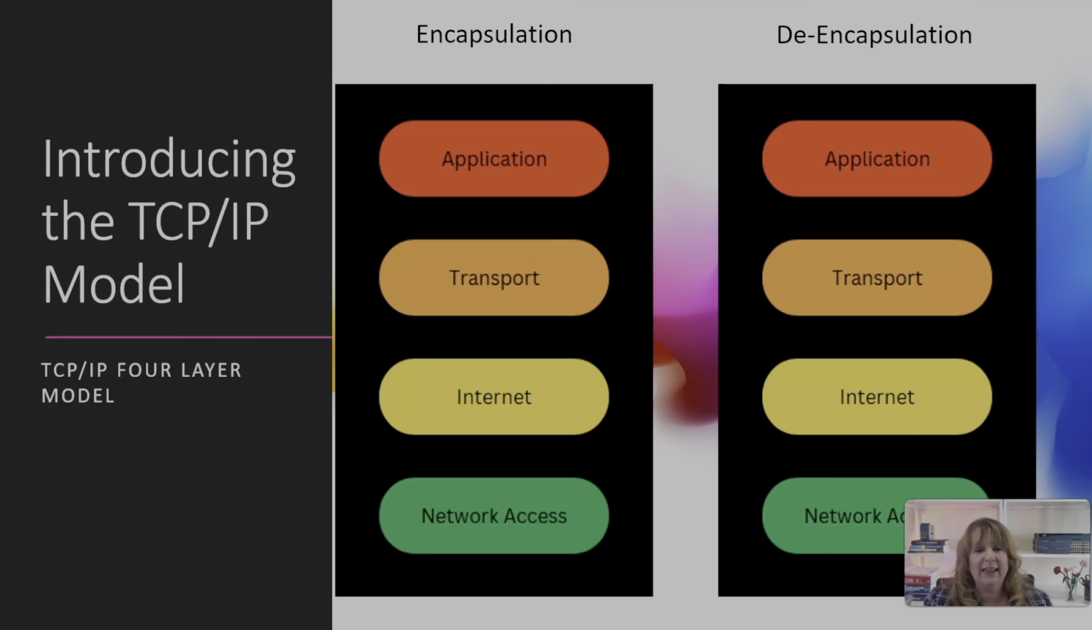For now, we're going to set aside the OSI model. It has 7 layers. We're going to focus on this 4-layer model first, which is the TCP/IP model.